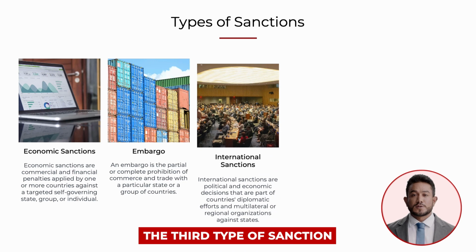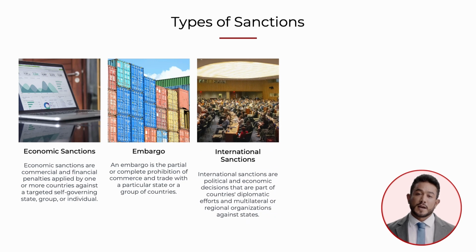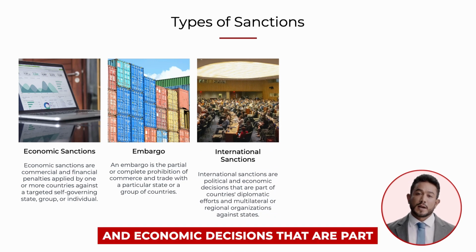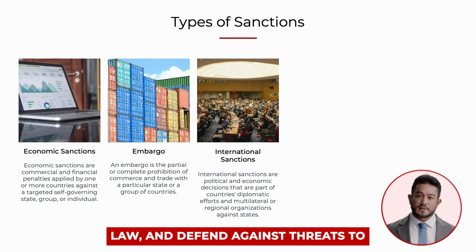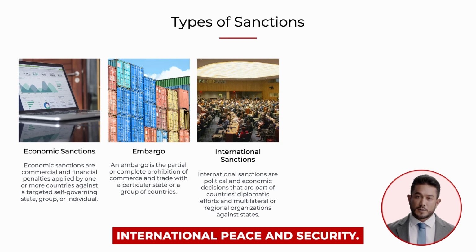The third type of sanction is international sanctions. International sanctions are political and economic decisions that are part of countries' diplomatic efforts and multilateral or regional organizations against states to protect national security interests and international law and defend against threats to international peace and security.